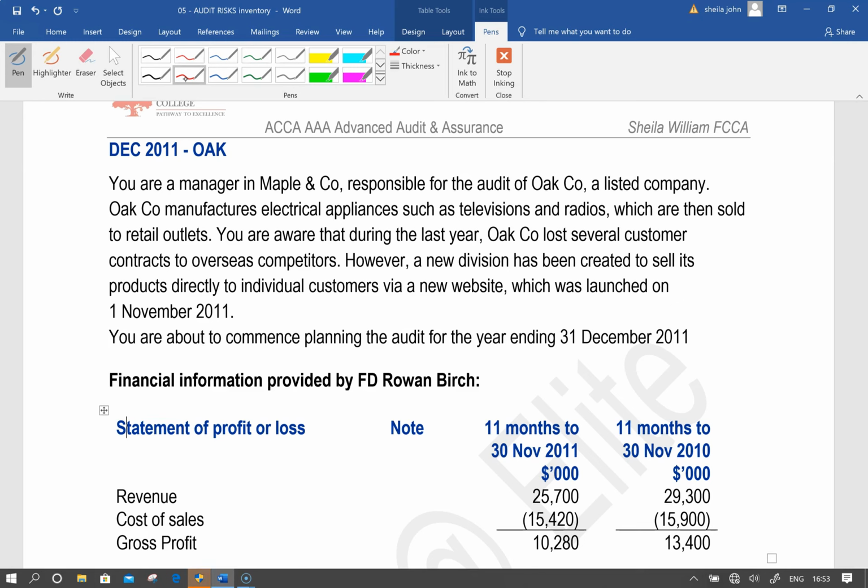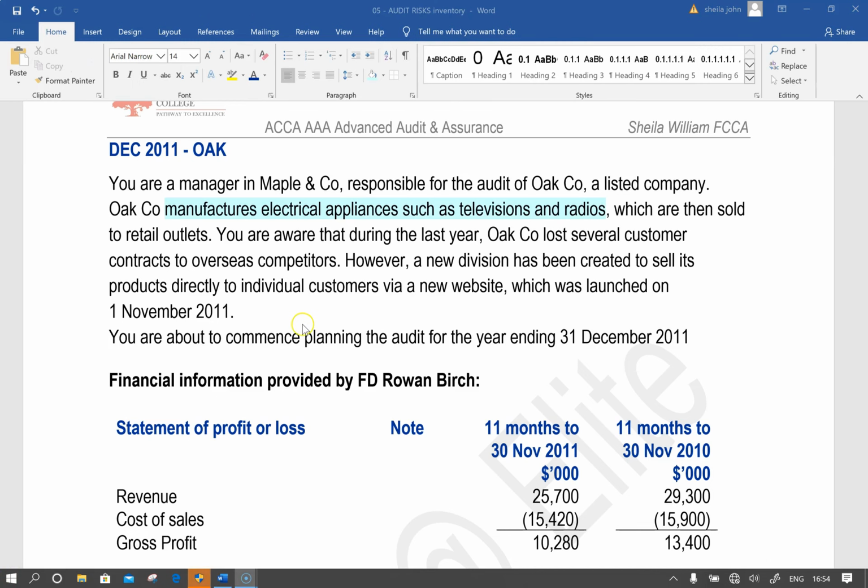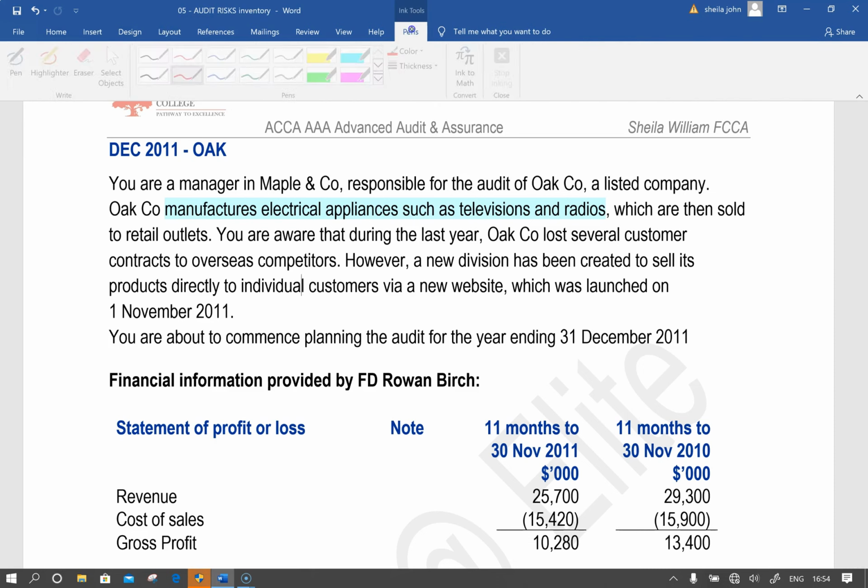Then the question goes on to say, Oak manufactures electrical appliances such as televisions and radios. And that's a very important point to note. The fact that they are a manufacturer means that they've got a factory, but of course, we're not looking at that for this particular video. When you're thinking about a factory, we're always thinking about whether there's an impairment of property, but we're not looking at that, okay? We're just looking at inventory. And the inventory in this particular question is electrical appliances.